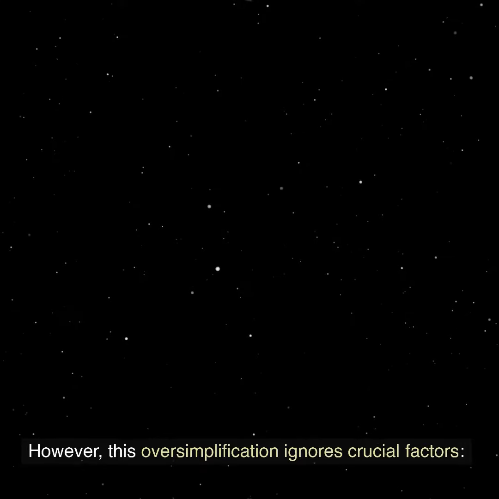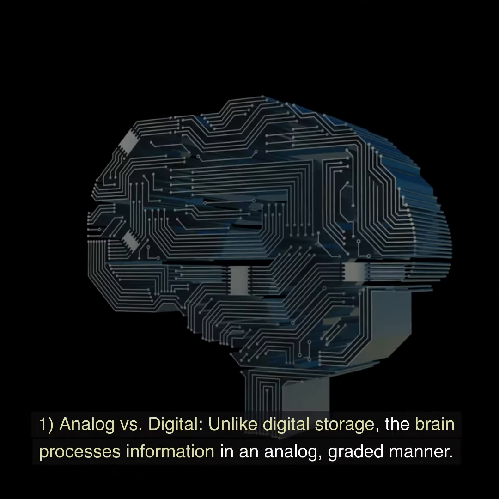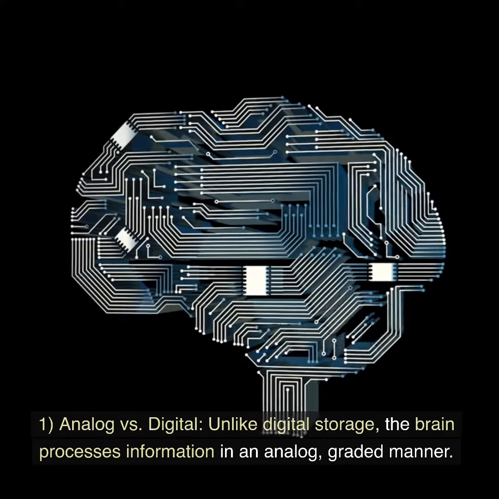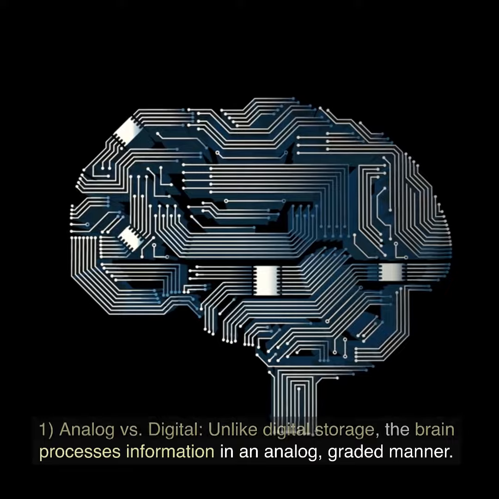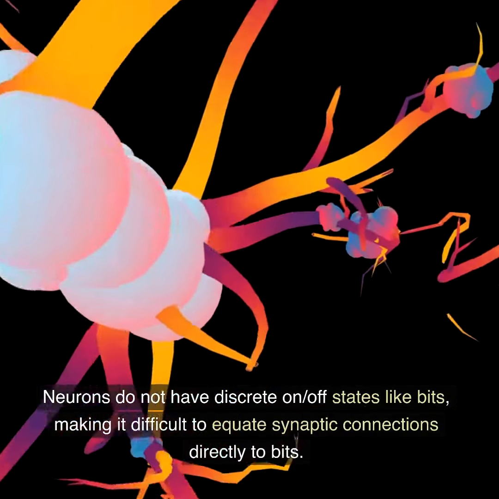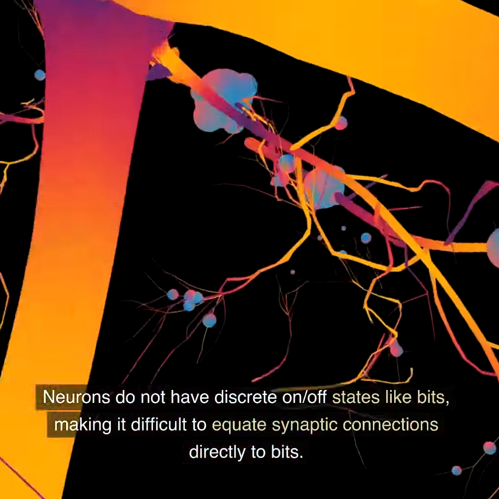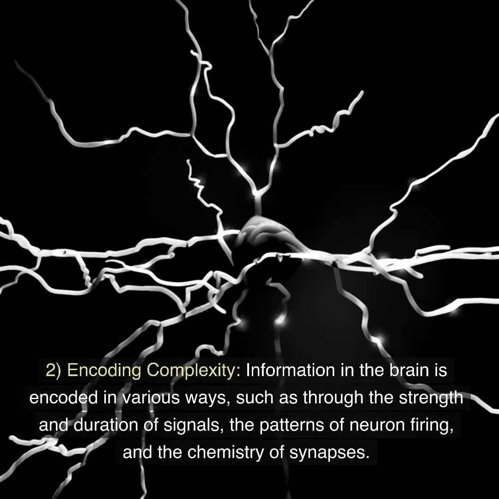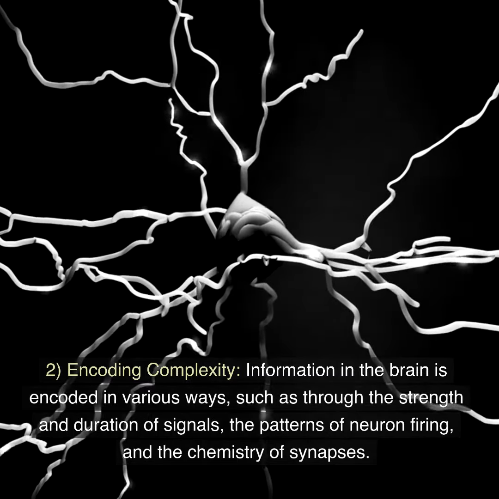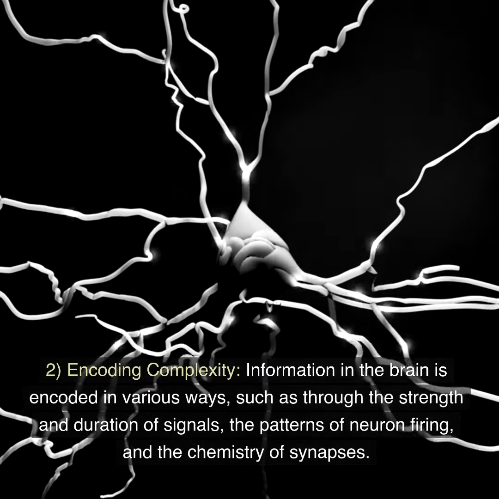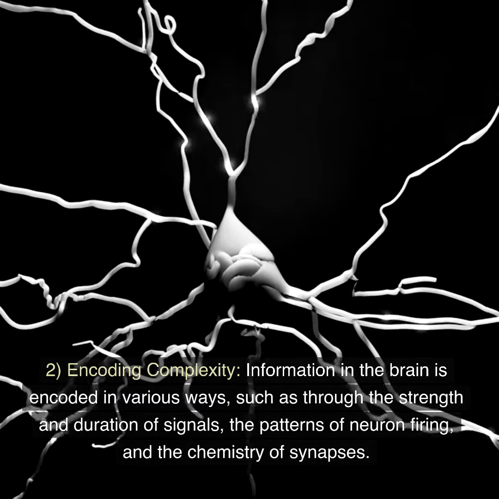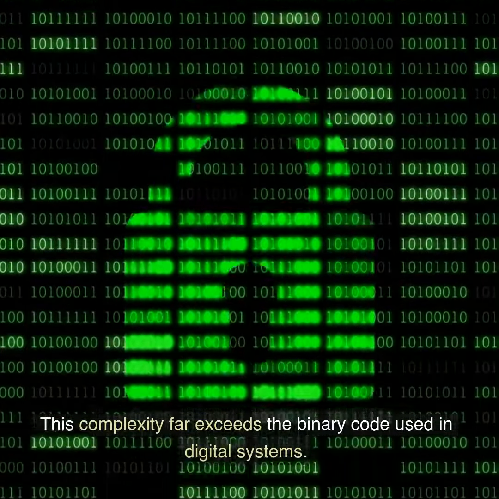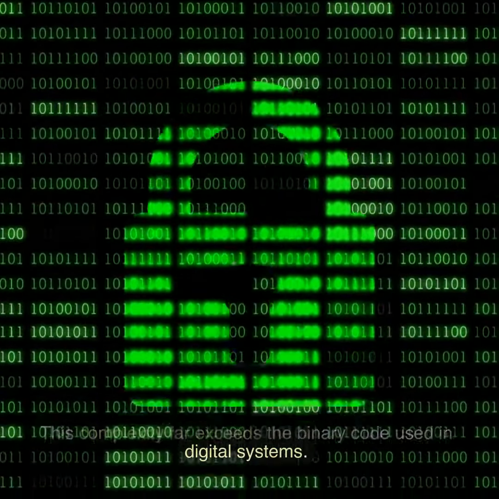However, this oversimplification ignores crucial factors. 1. Analog versus digital. Unlike digital storage, the brain processes information in an analog, graded manner. Neurons do not have discrete on-off states like bits, making it difficult to equate synaptic connections directly to bits. 2. Encoding complexity. Information in the brain is encoded in various ways, such as through the strength and duration of signals, the patterns of neuron firing, and the chemistry of synapses. This complexity far exceeds the binary code used in digital systems.